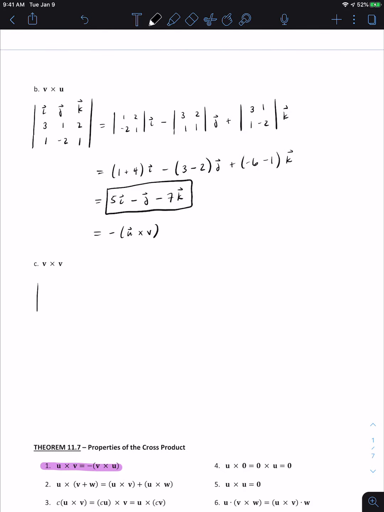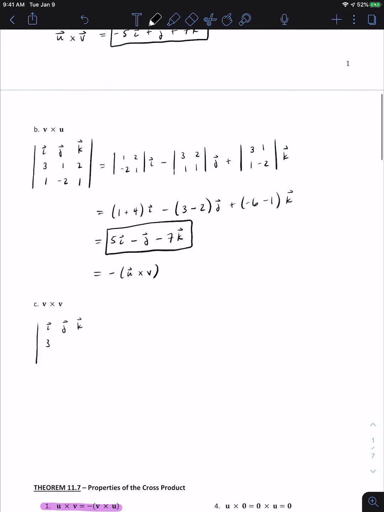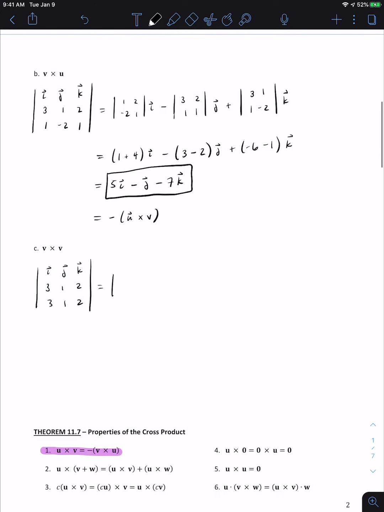My first row is i, j, k. And then now v is going to be 3, 1, 2. So 3, 1, 2. And then it's v again because we're doing v cross itself. So 3, 1, 2. So pretend the i row and column aren't there. I get 1, 2, 1, 2, i minus 3, 2, 3, 2, j plus 3, 1, 3, 1, k.